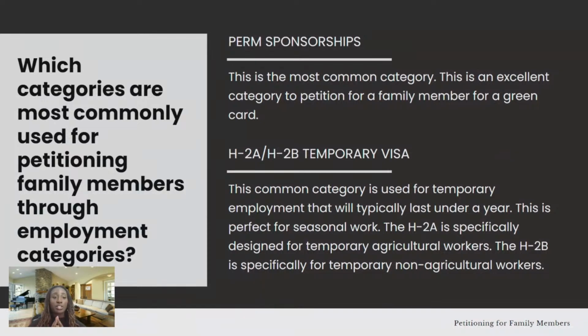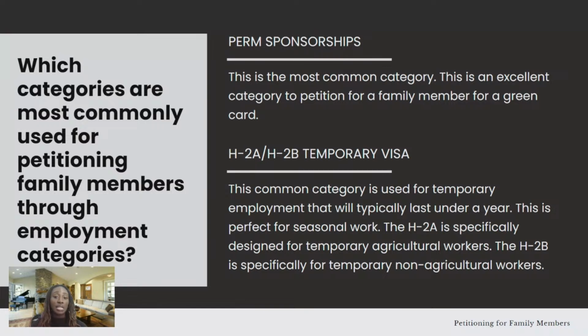So which categories are most commonly used for petitioning family members through employment categories? It's really three big categories. The big and the best category, in my opinion, is PERM sponsorships. PERM is an employment-based green card pathway where employers go through a labor certification process, recruitment, and other things that we will discuss shortly to show that they tested the market and they are now able to petition for those workers because they are unable to fill that shortage within their company.